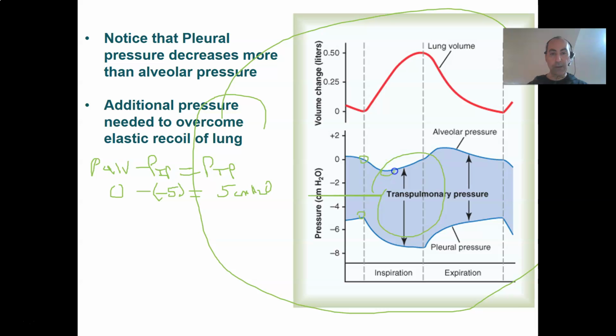At this point here, alveolar pressure is -1, and intrapleural pressure is about -7. That means that transpulmonary pressure is 6 centimeters of water.